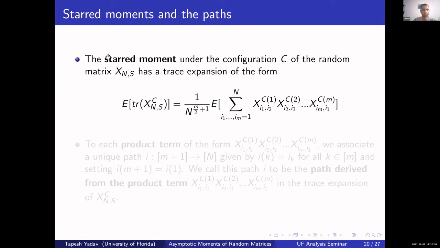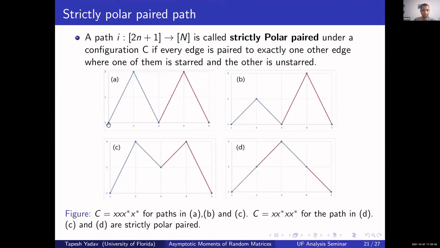For example, every path here is a social path, because look at any edge. There is another edge which has the same endpoints in all these cases.